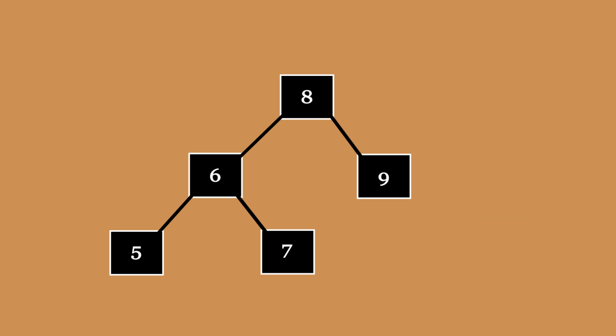Now let us say in the same binary search tree, we are going to search for 7. So 7 is less than 8. We move left. 7 is greater than 6. We move right. 7 is equal to 7. We found a match. Now we are going to return this node itself. So did you see how easy it is? So let us now write a code.